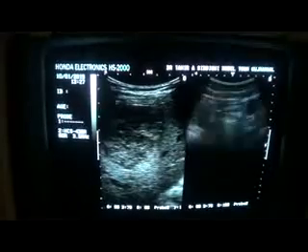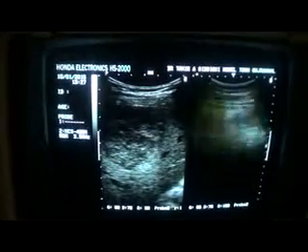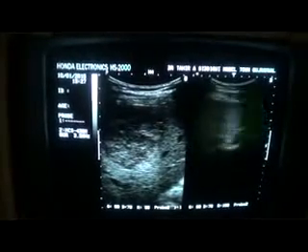There is no fluid in any other scannable potential abdominal spaces. So this is our case of the day. Thank you very much.